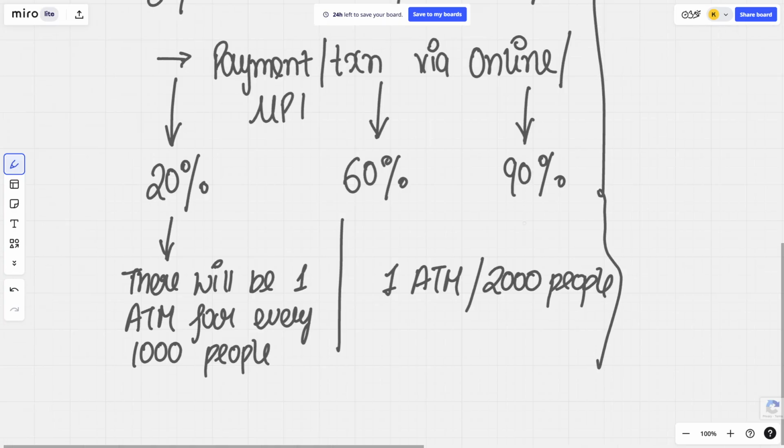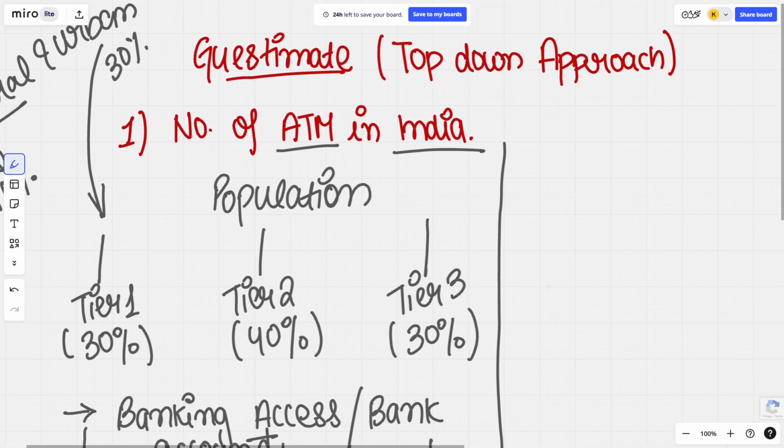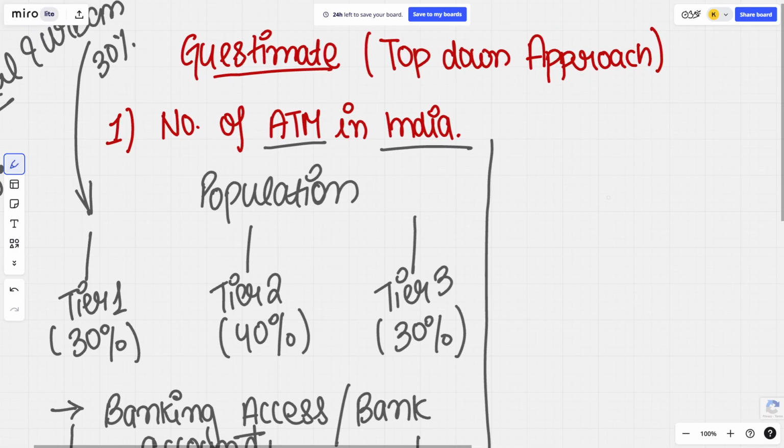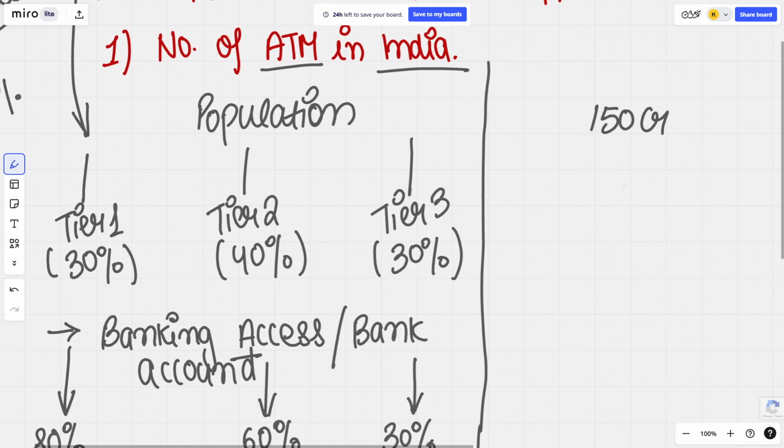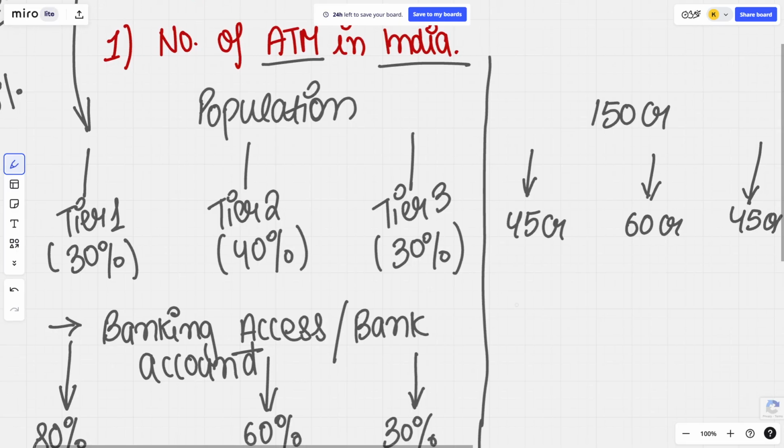Now let us move to the calculation part, which will help you get to a particular number. I am assuming a population of 150 crore with 30%, 40%, and 30% segmentation. So we will be getting around 45 crore here, 60 crore here, and 45 crore again here.